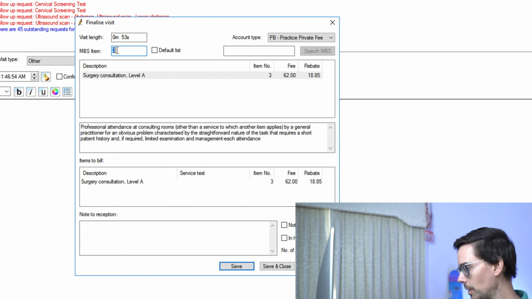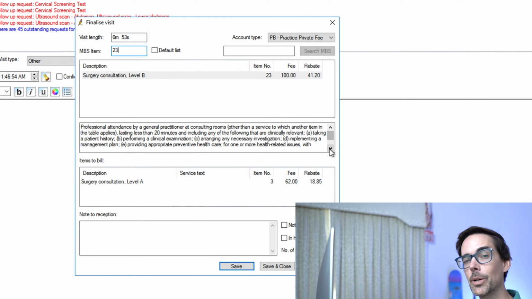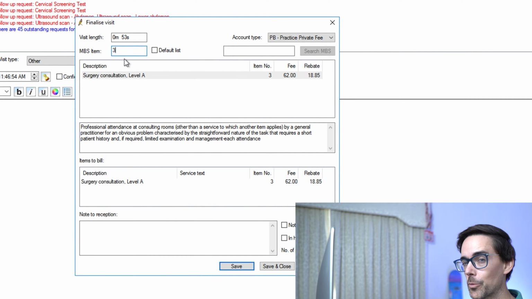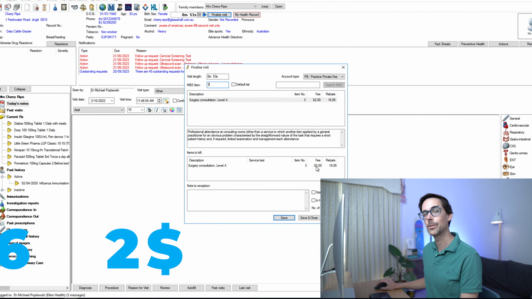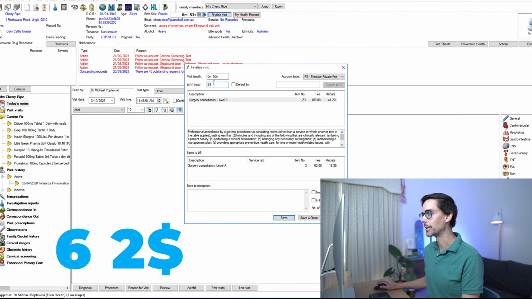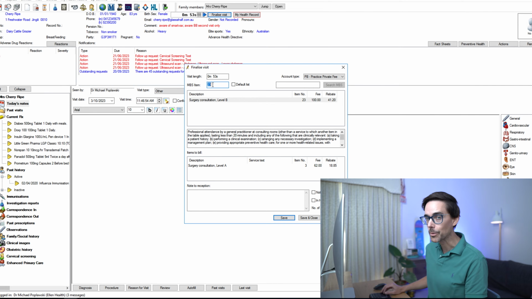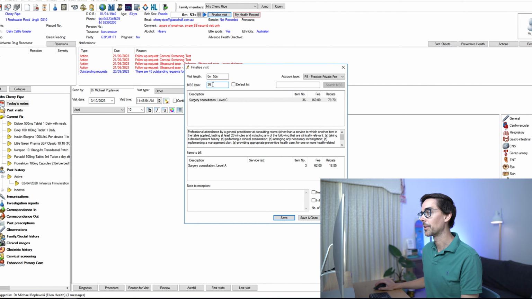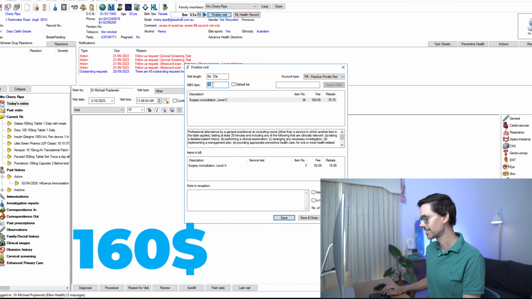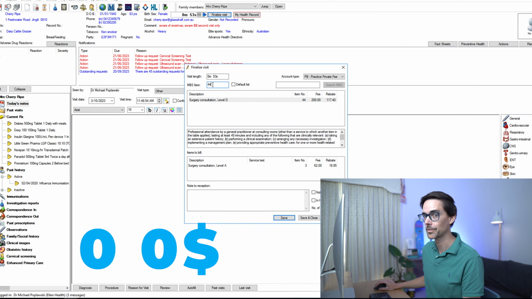Now, if I put in 23, again, as you can see, it has brought in some of the information from the MBS. As I'm changing the number, the fee changes as well. So for a 3, if you're a private billing practice, the fee will be $62. Now, if you're doing a 23, the fee will be $100. The private fee is set by your practice. I'll go into a little bit more detail in a second. If you do a 36, it's $160. If you do a 44, it's $200 for the consultation.